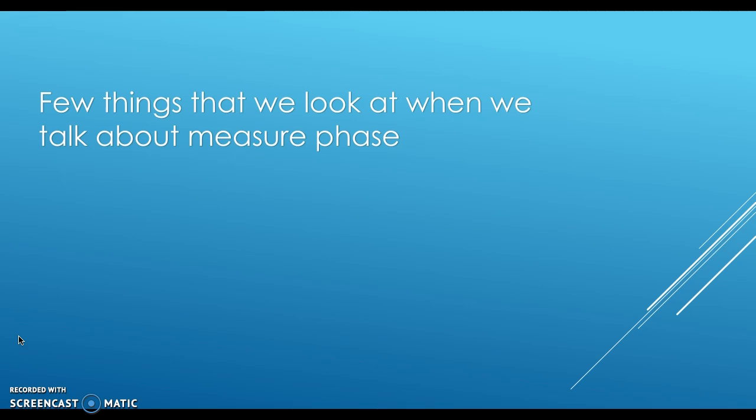So, few things that we look at when we talk about the major phase. The first thing that we look at is the value stream map flow. What this tells us is what your data is showing you, or how your data will be flowing from point A to point B, and what you are going to be doing with that data, how you're going to be utilizing that data in the process. This will be covered under the value stream map flow.